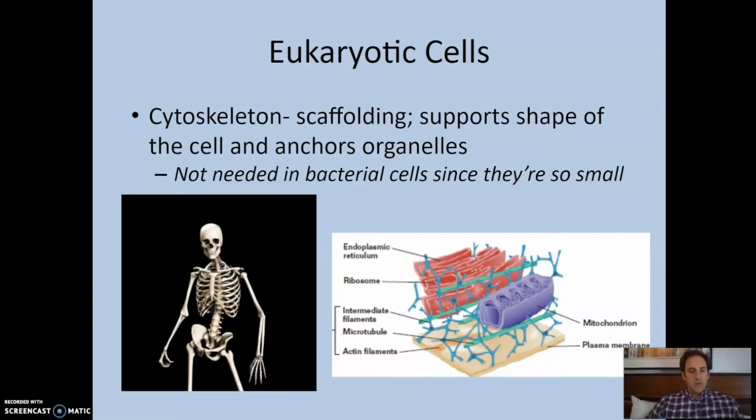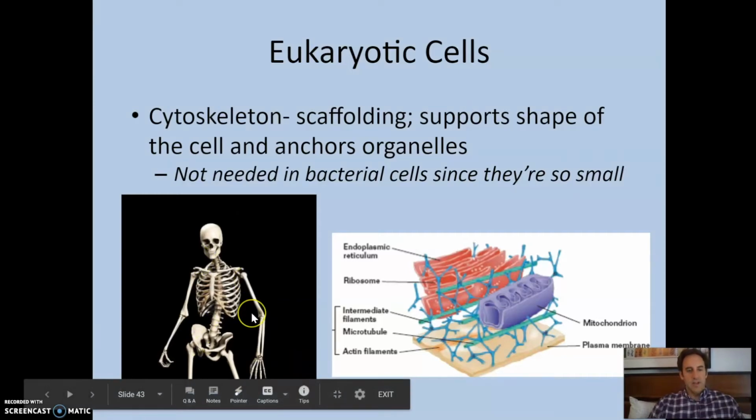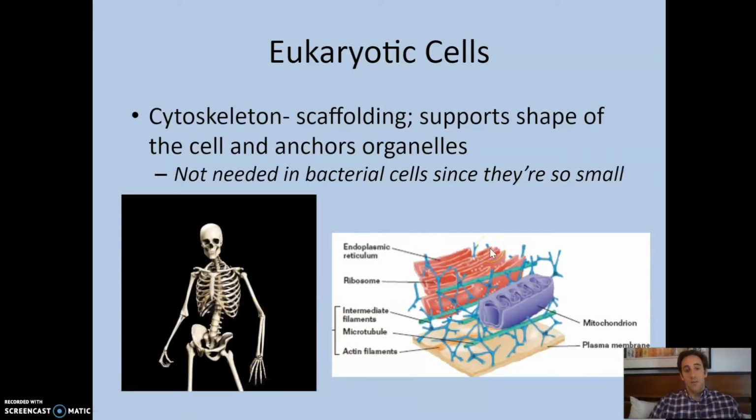And then we have the cytoskeleton. The cytoskeleton, just like the skeleton of your body, provides support and shape. That's what the cytoskeleton does for the cell. Cyto actually means cell, so cytoskeleton. It's scaffolding, so it supports the shape of the cell and anchors the organelles.